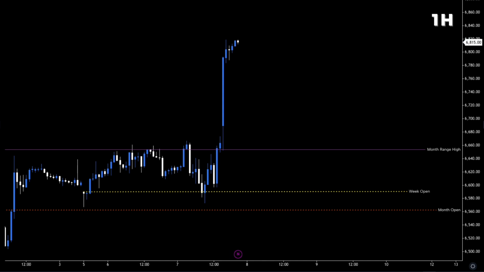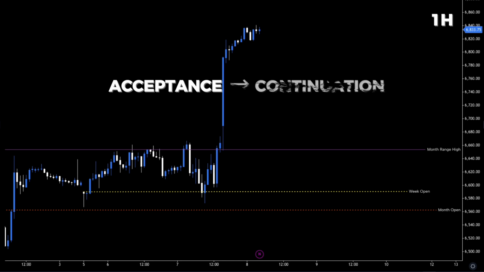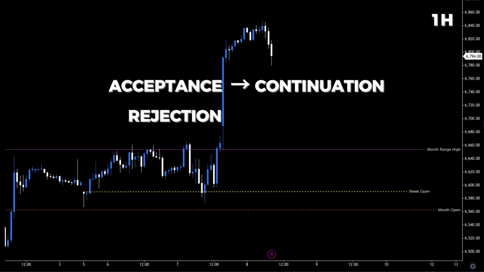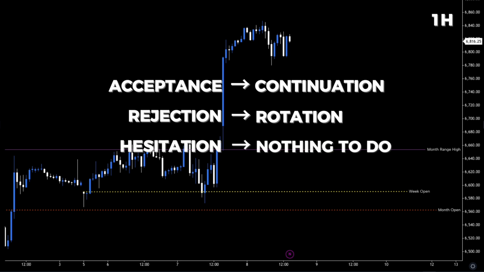This is the only framework I use. Acceptance, continuation, rejection, rotation, hesitation. Nothing to do. No indicators. No guessing. Just how price behaves at levels.